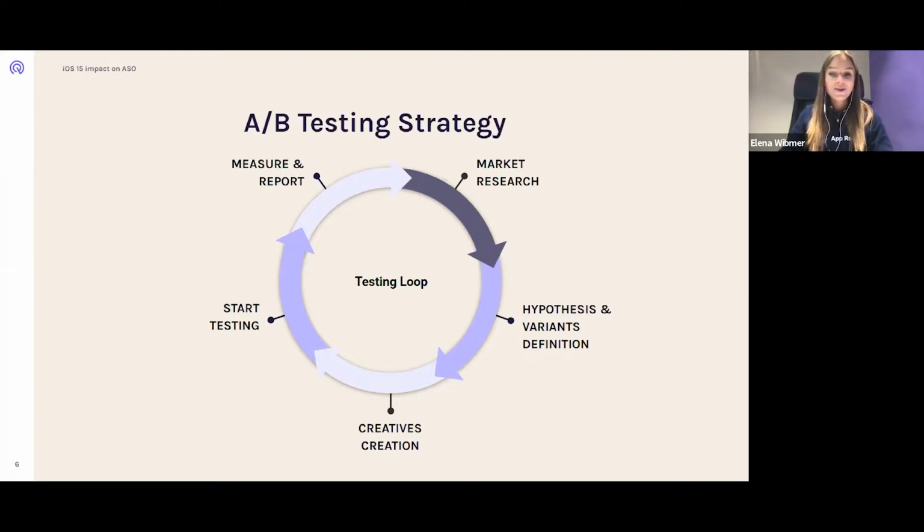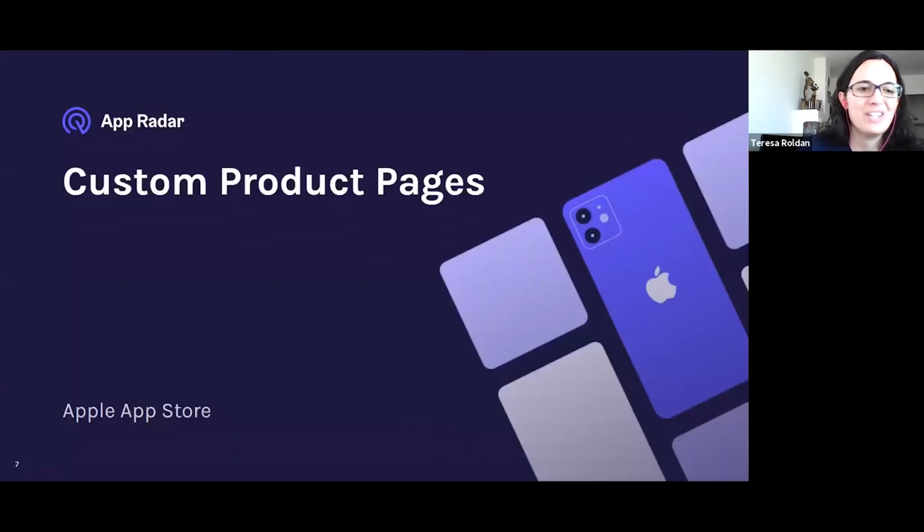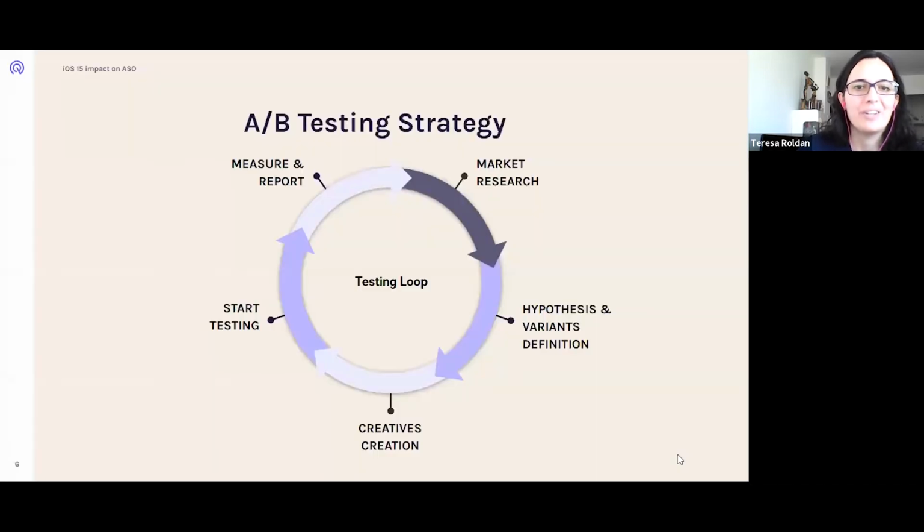And yeah, based on your hypothesis, then you can start to design your creatives and start setting up your experiment. So in your opinion, which are the main points, the main skills you should keep in mind when A/B testing?